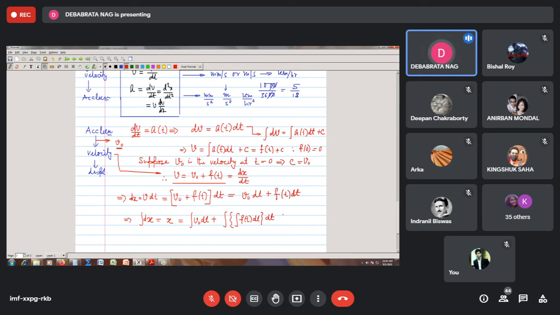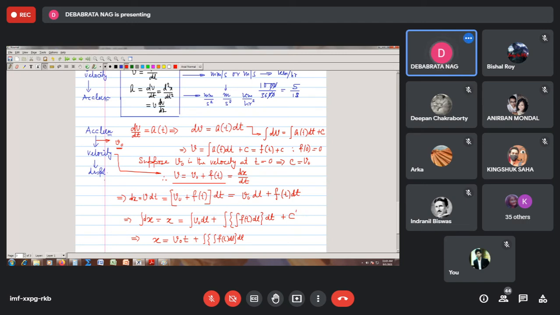And plus we will be having some constant, let it be c prime. So it essentially means that I write from here x equal to v0 t plus the double integration. It's not double integration, it is called successive integration, f of t dt and then dt, and then you must be knowing what will be the value of c prime.